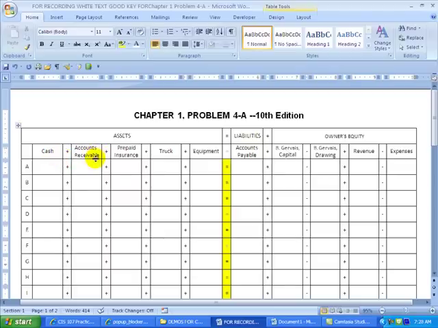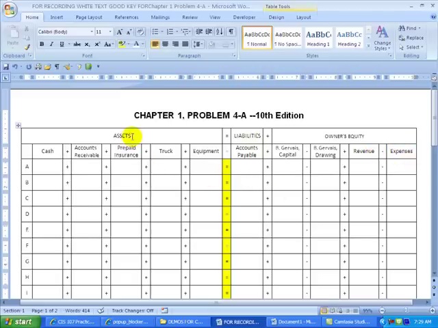Accounts receivable is used when a company allows customers to buy on account. Prepaid insurance is when you're buying insurance for more than 1 month at a time. They have a truck, and they also have equipment. Accounts payable is when the business buys on account. Here's the owner's capital account, which is used for investments. Drawing is used when the owner takes out money or goods for personal use. Here's a column for the revenue that records the sales of the company and the expenses.